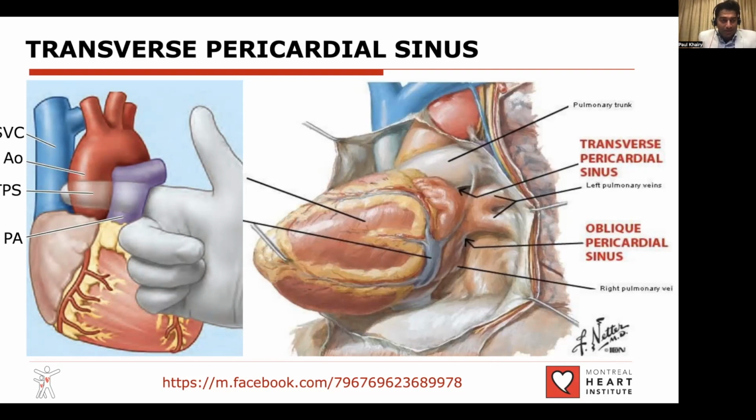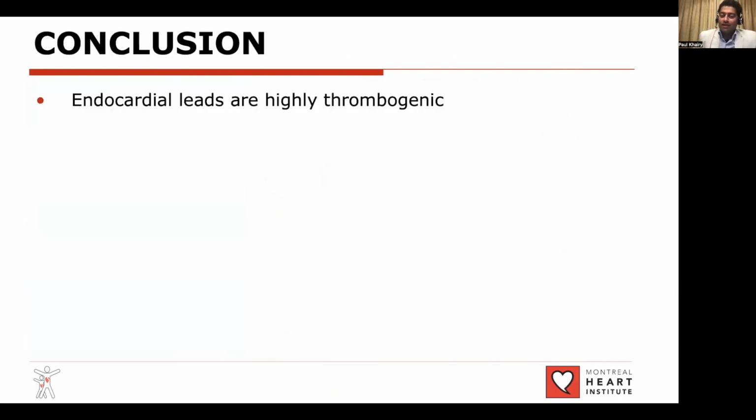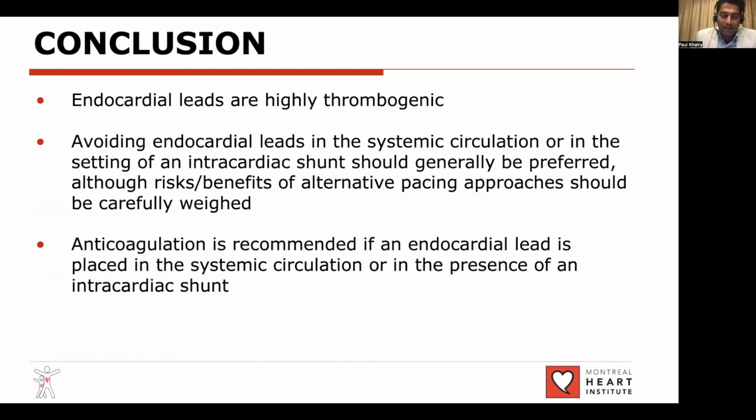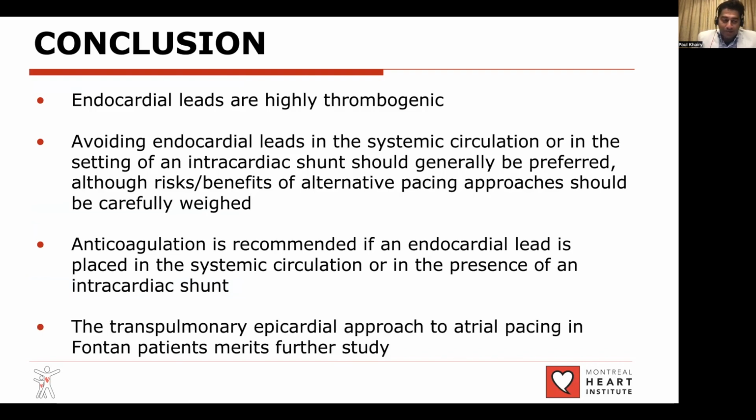So, ladies and gentlemen, to conclude, endocardial leads are highly thrombogenic. I think there's no question about that. Avoiding endocardial leads in the systemic circulation or in the setting of an intracardiac shunt should generally be preferred, although risks and benefits of alternative pacing approaches should be carefully weighed. Anticoagulation is recommended if it is decided to place an endocardial lead in the systemic circulation or if it is left in the presence of an intracardiac shunt. And here my preference is warfarin, although there's not a whole lot of data to back that claim. And finally, the transpulmonary epicardial approach to atrial pacing in Fontan patients merits further study.